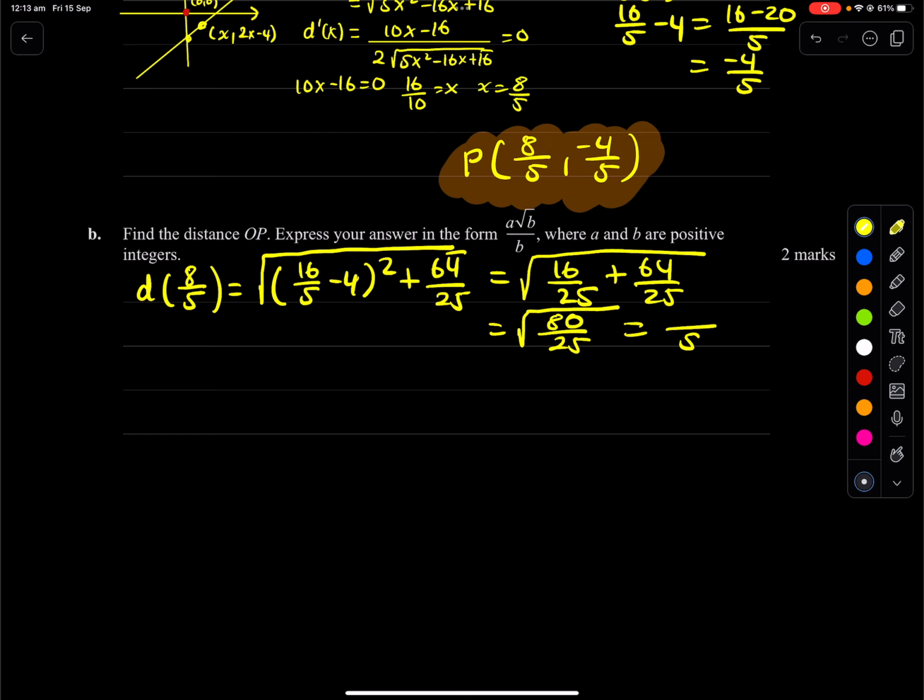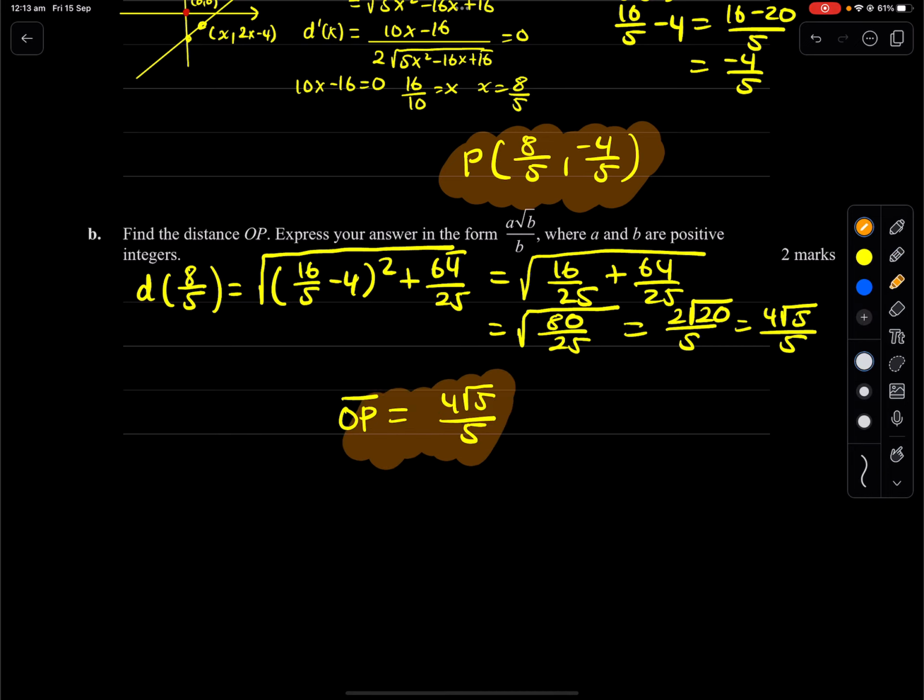Well, let's really look at this. If we take, let's say, 20, because 4 times 2 is 80, and we can take another, so by 5 over 5. So your final answer to OP, the distance OP is 4 root 5 over 5. Yeah, that's that. Okay. Perfect.